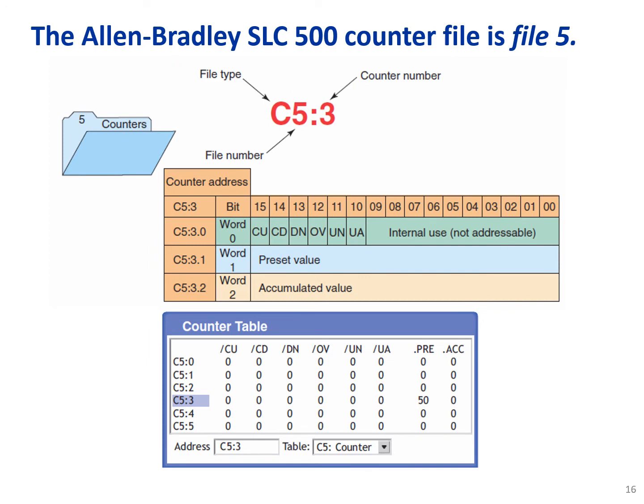The Allen Bradley SLC 500 counter file is file 5. This is specific to Allen Bradley and not for Siemens PLCs, for example. In TIA Portal, you don't have a specific file for counters as we have in Allen Bradley. Or in CODESYS also, we don't have this type of filing. So this is specific to these types of PLCs.